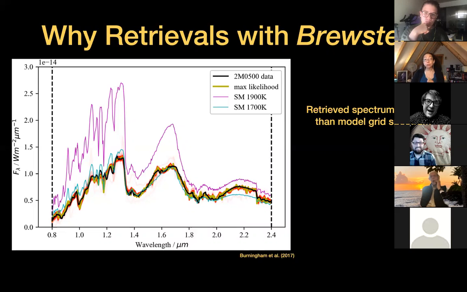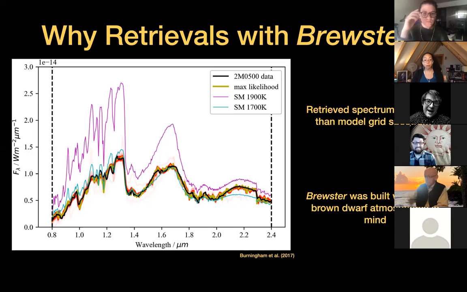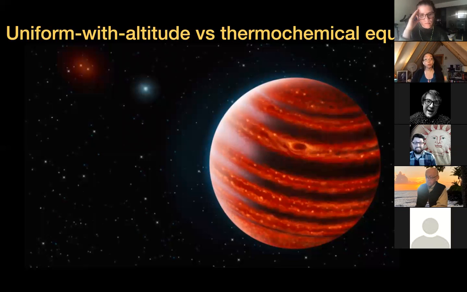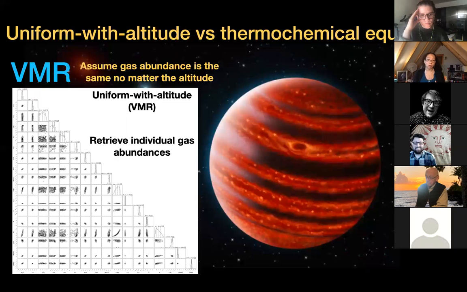So I used Brewster for this because Brewster right now is the only retrieval code that's been built with cloudy brown dwarf atmospheres in mind. And to come up with the abundances in this, there are two different methods you can use in Brewster. The first is this uniform with altitude method, or I'm going to call VMR for short. In this method, you assume the gas abundance is the same no matter where you are within the altitude of the atmosphere. So that may not be entirely correct, but it gives you freedom to retrieve individual gas abundances.